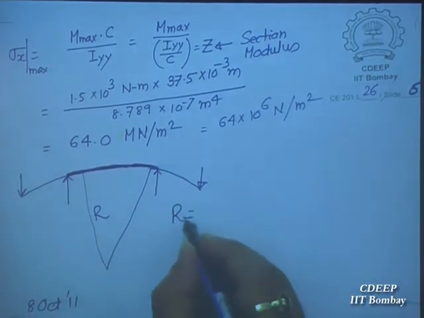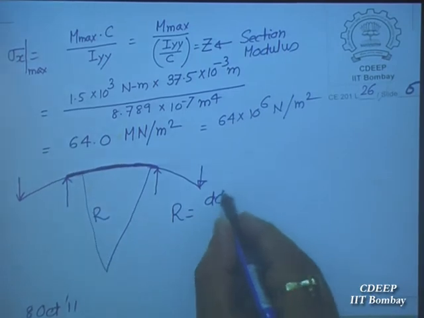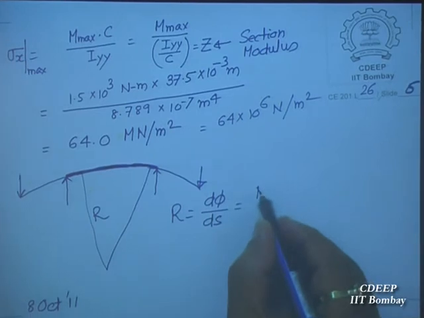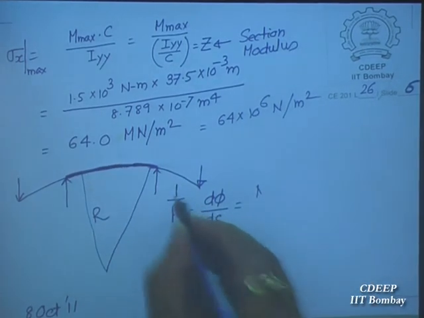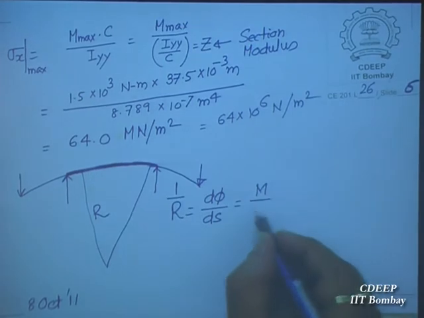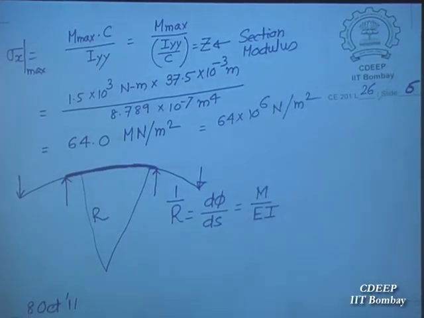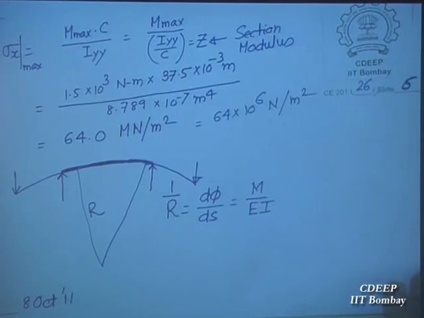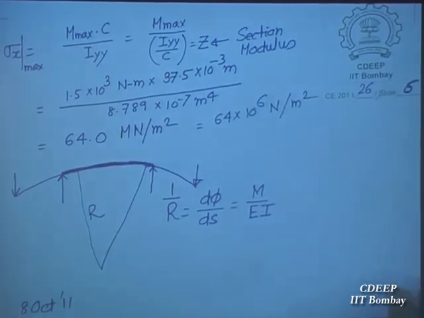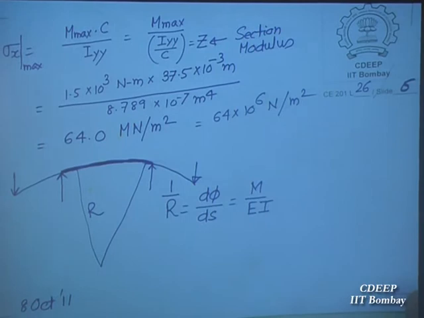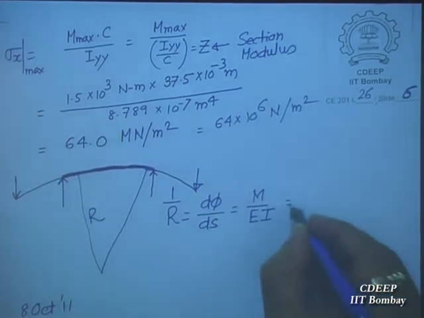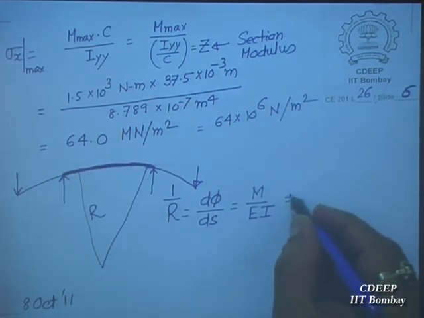R is equal to d phi by ds. 1 by R equals M by EI. Curvature is given by M by EI. It is like this: M by I equal to E by R. I think we have derived the formula. So 1 by R curvature is given by M by EI. Please put all these values and you will get the value of 1 by R.